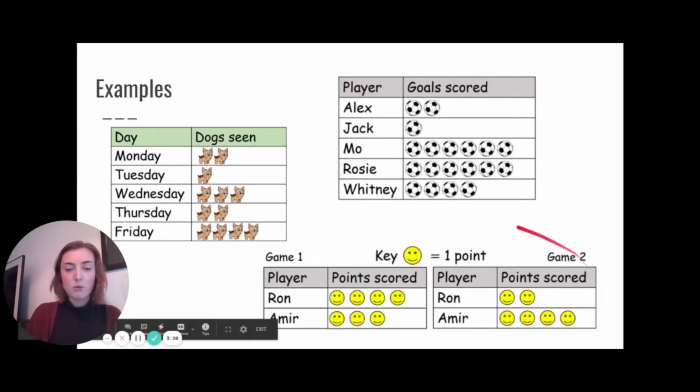And the last example down here is 2 friends were playing a game. They played the game twice and they wanted to see how many points they scored. So they did their tally and then each point they turned into a smiley face, and they've even written a handy key here to say, if you see a smiley face, that means we scored 1 point. So I can see in the second game that Ron scored 2 points. So it's a much more fun way of recording things that we've found out.